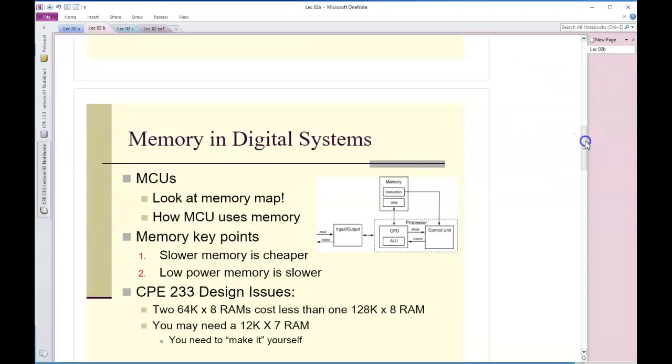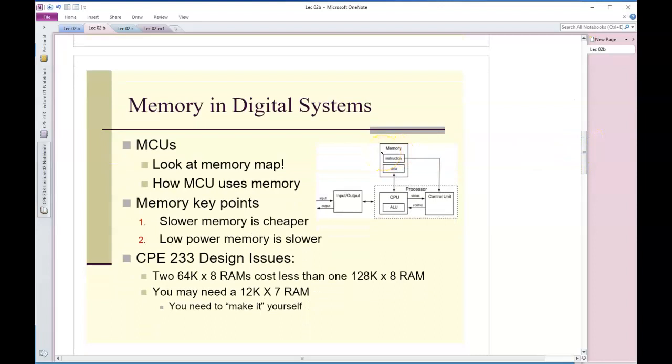One of the first things you need to do when you look at a new microcontroller is to look at the memory map. The memory map tells you how the system is utilizing memory, for lack of a better word. Essentially, you're interested in what addresses do what to what parts. Memory is not always one thing. Typically, it's multiple memories put together in such a way that it looks like a big memory. You're modeling a big memory with small memories. In general, the slower memory is cheaper, and the lower power memory is slower. It takes extra power to have these circuits switch values, and if you don't need the speed, you can save on power.